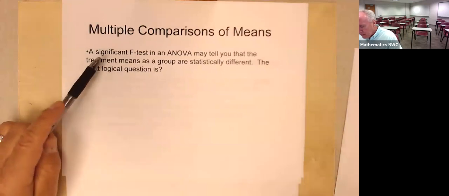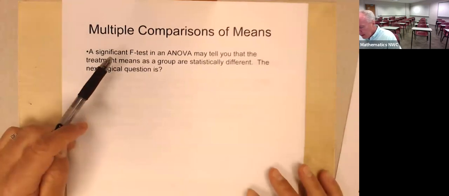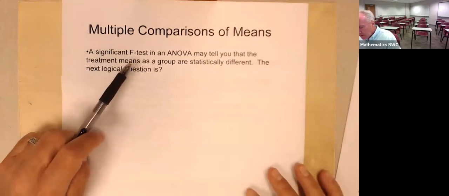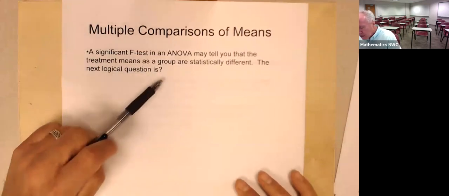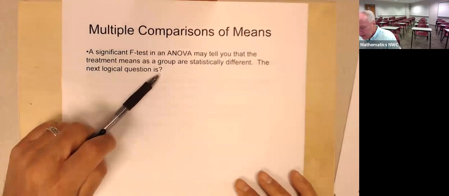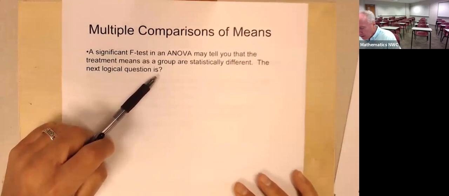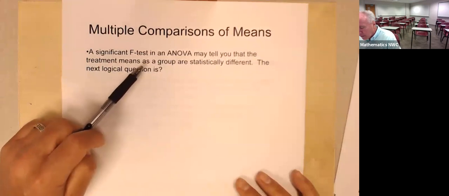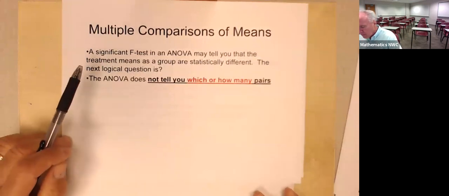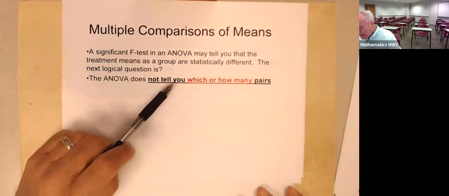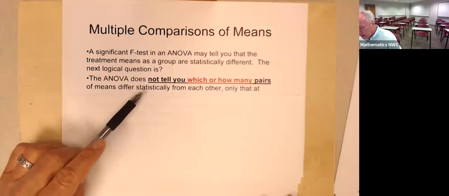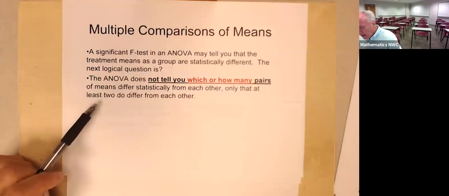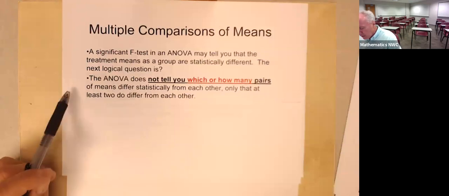That was a significant F test. It tells us that, again, treatment means of the group are statistically different. But the next logical question is, and it hopefully is one that you might have already been tempted to ask, well, which ones are different? ANOVA does not tell you which or how many pairs of means differ statistically from each other. Only that at least 2 of them do differ from each other.